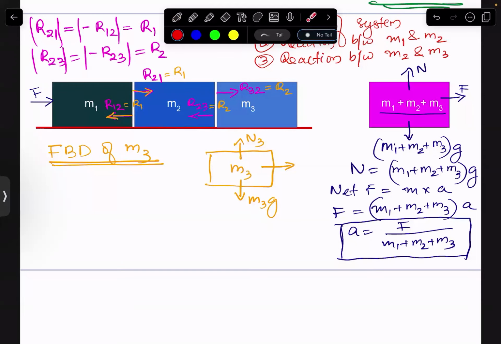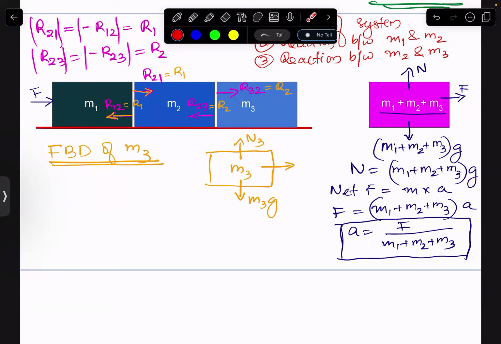So how we will explain it once again. This reaction R2 is acting on M3, right? This R32 is acting on M3. On M2, R21 and R23 are acting, that is R1 and R2 are acting on M2. And on M1, this F and this R12 are acting, that is R1 and F. So that's why I'm saying on M3, only one horizontal external force is there.